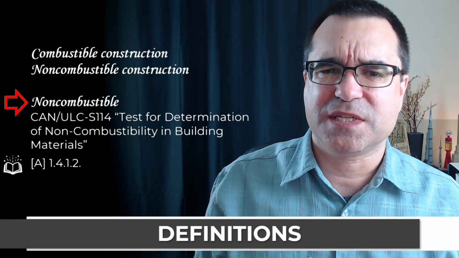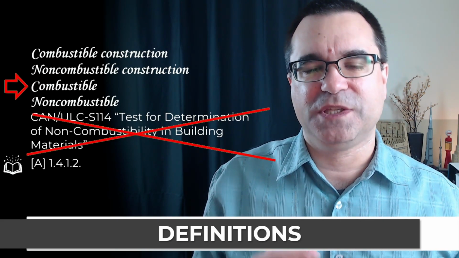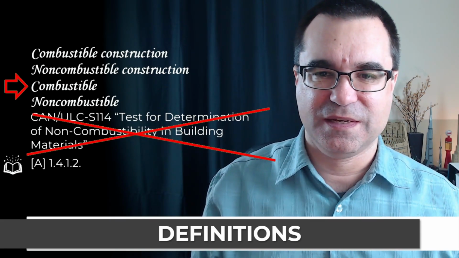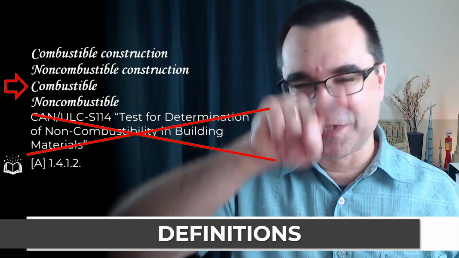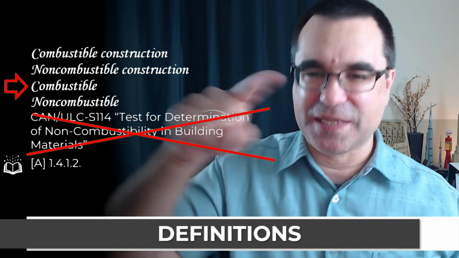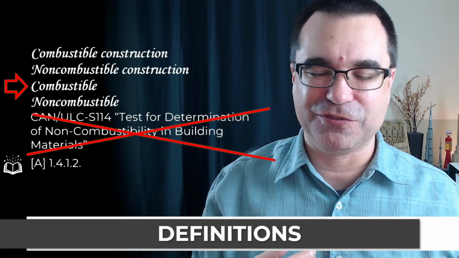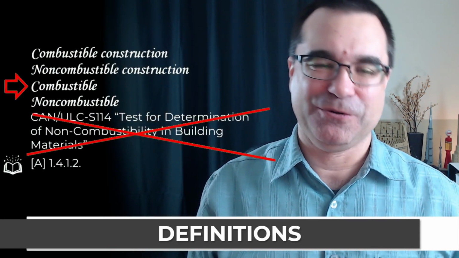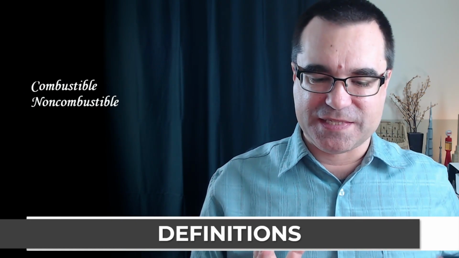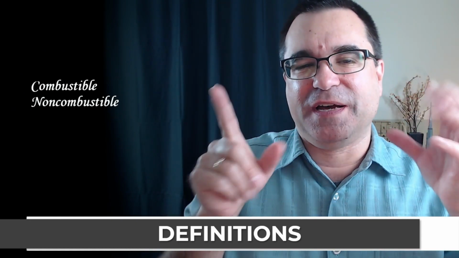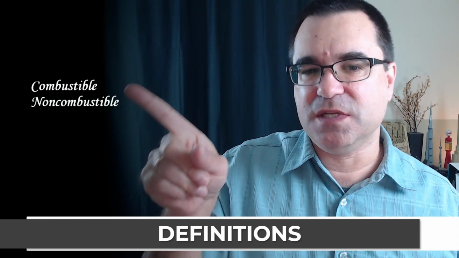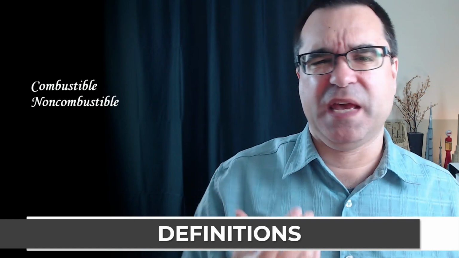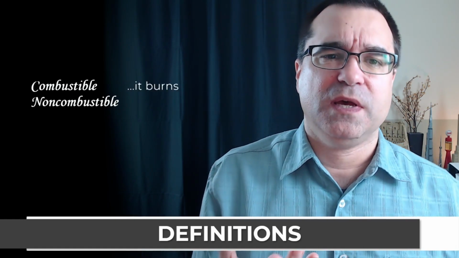Okay, so what's a combustible material? A combustible material is a material that does not conform to this test. So you're kind of seeing this recursive definition that uses another definition to define itself. Right? Okay. So maybe what I'm thinking is that I can provide you kind of a simplified definition to always remember what these two mean for the purposes of construction and the Ontario Building Code.